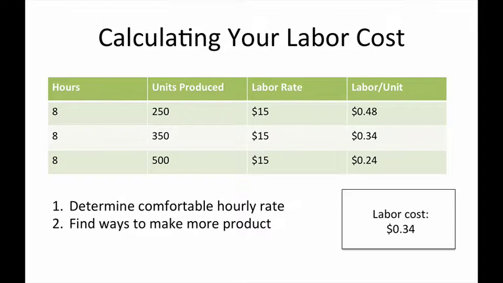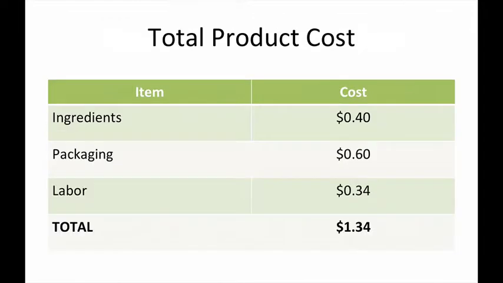Then you want to calculate your labor costs. I used 3 different examples of how many units you can produce in an 8-hour day, and a labor rate of just me kind of hanging out in a kitchen at $15 an hour. As you can see in the right column, your labor per unit goes down as you produce more units. So you want to figure out A, well, what are you paying yourself? And B, what machines do I need to help me make more product? And in this example, we're going to move forward with our labor cost being 34 cents a unit.